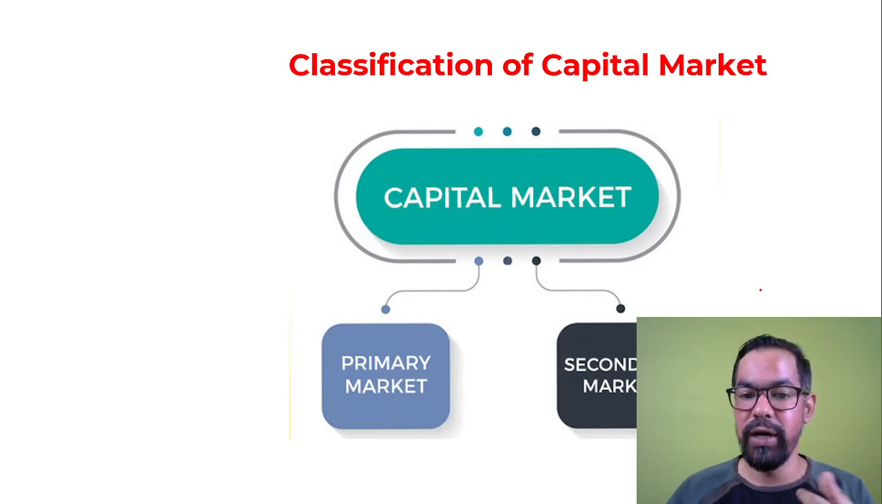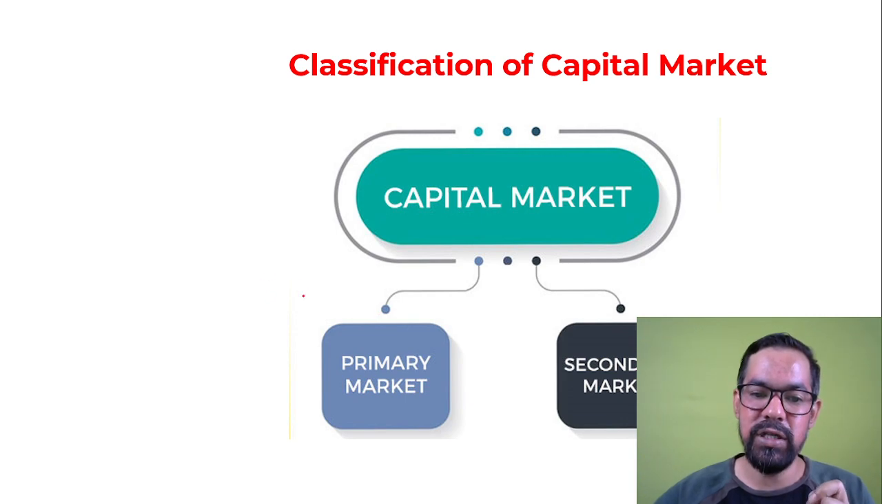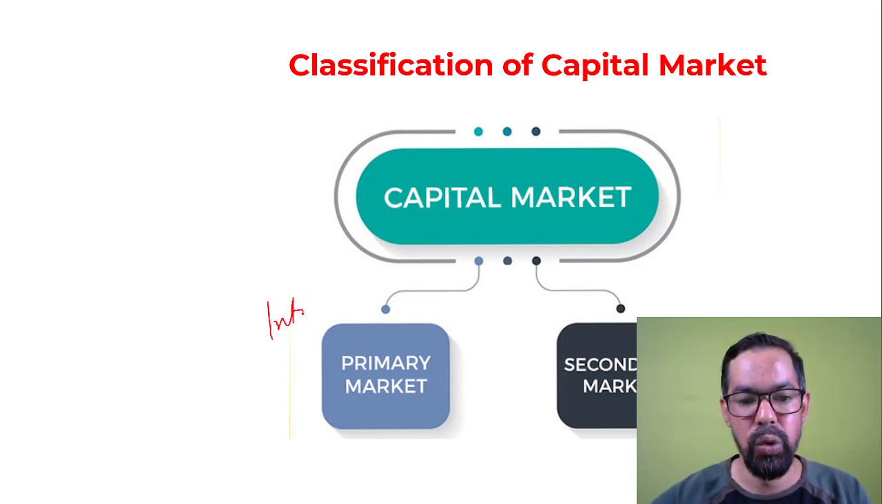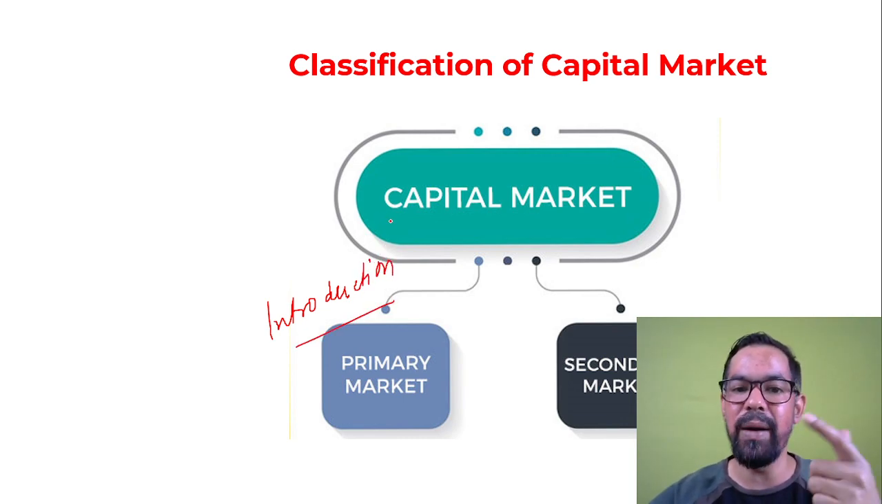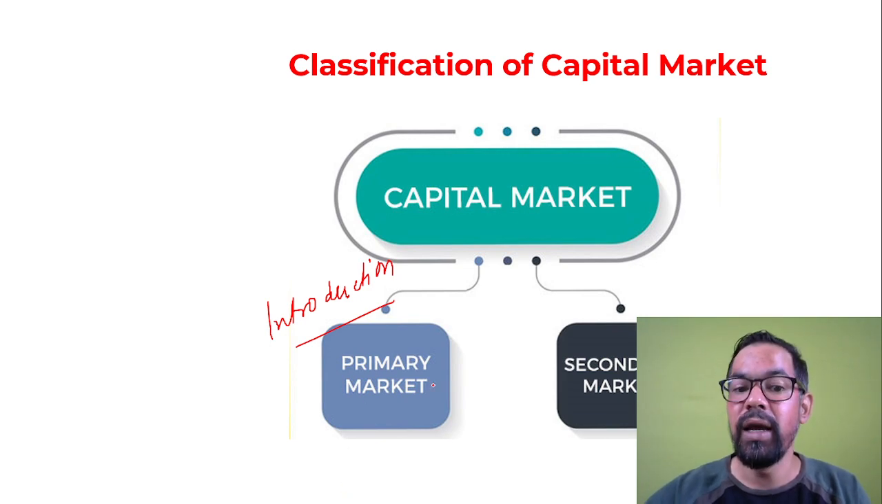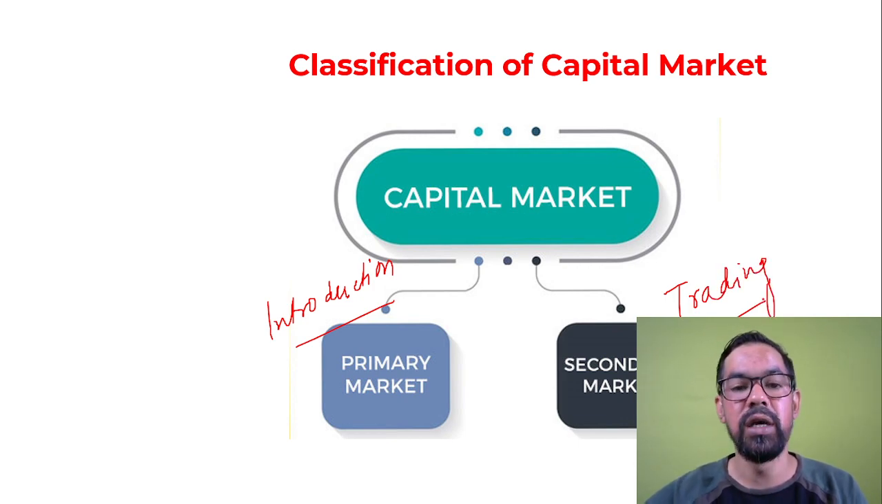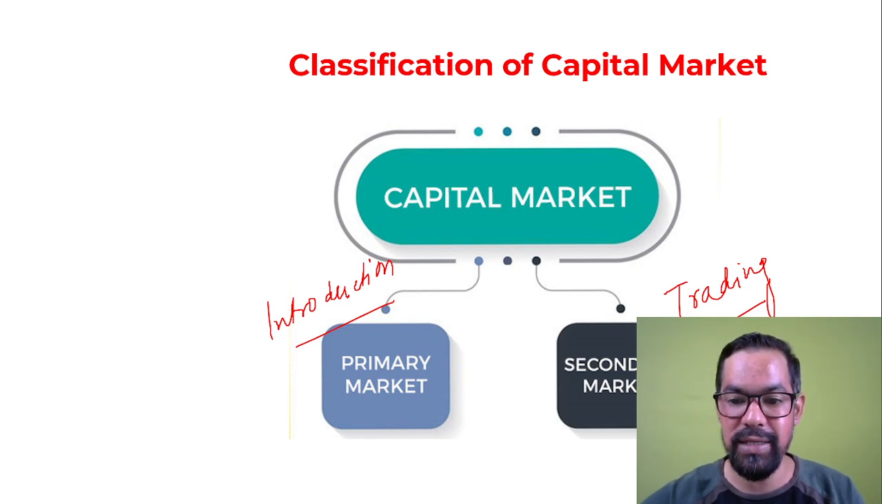Next thing, we already discussed this part as well. Capital market's further categorization is primary and secondary. Primary market is generally known for introduction, as I earlier told you: introduction of securities. Capital market generally deals in securities, and the introduction of securities happens in the primary market, and secondary market is generally known for trading. Trading means buying and selling of securities. That buy and sell generally happens in the secondary market.